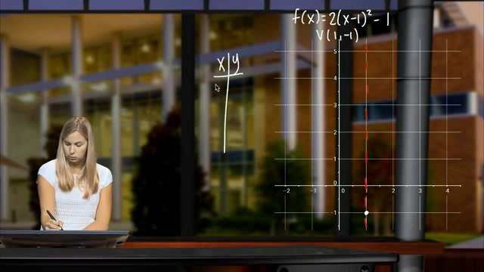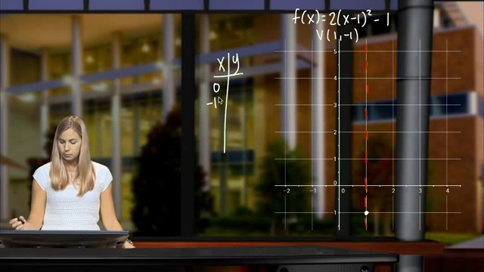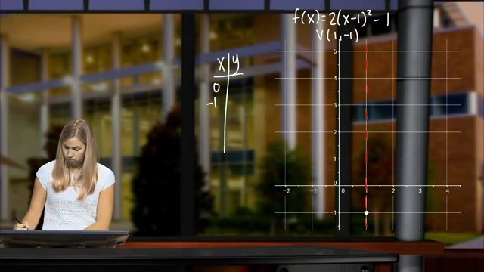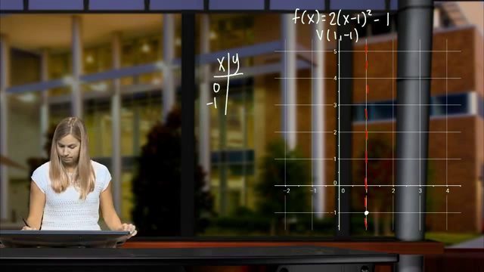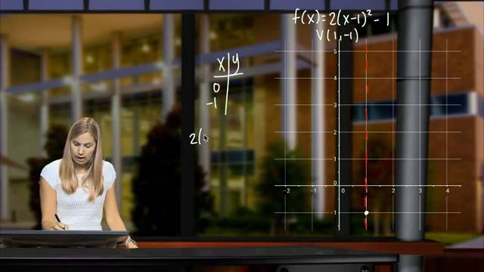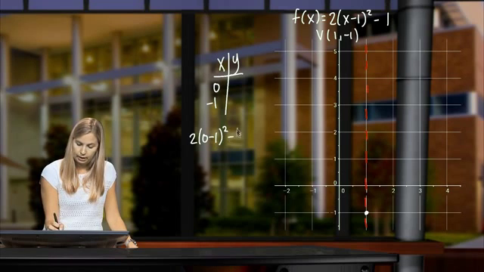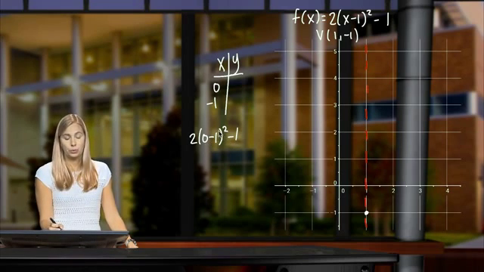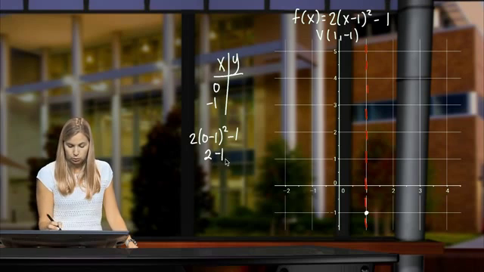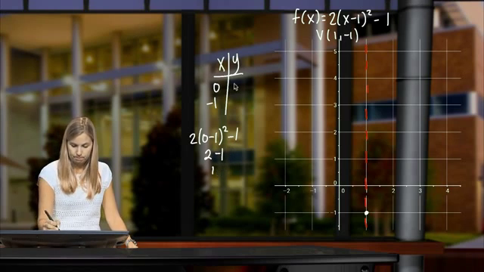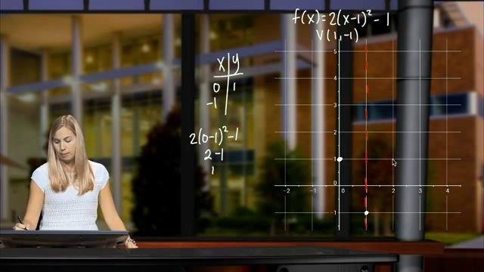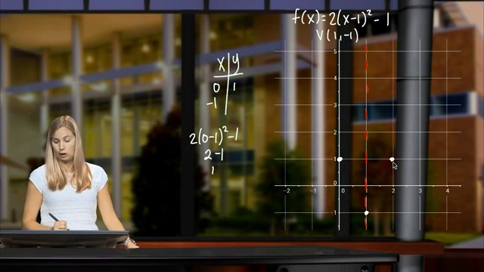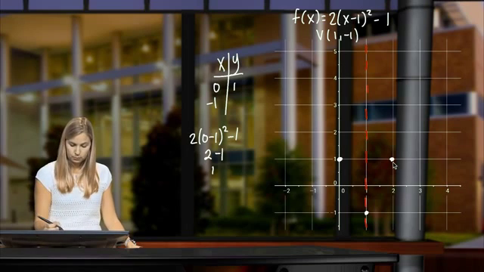So I'm going to plug in x equals 0 and x equals negative 1. When I plug in x equals 0, we get 2 times 0 minus 1 squared minus 1. Negative 1 squared is positive 1, so we have 2 minus 1, or 1. Reflecting that about my axis of symmetry, I have a point over here as well at 2, 1.